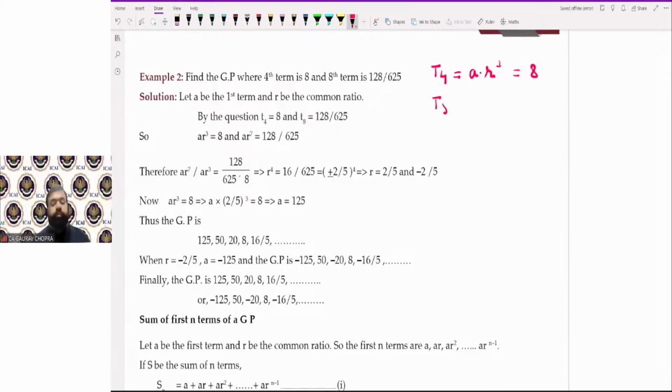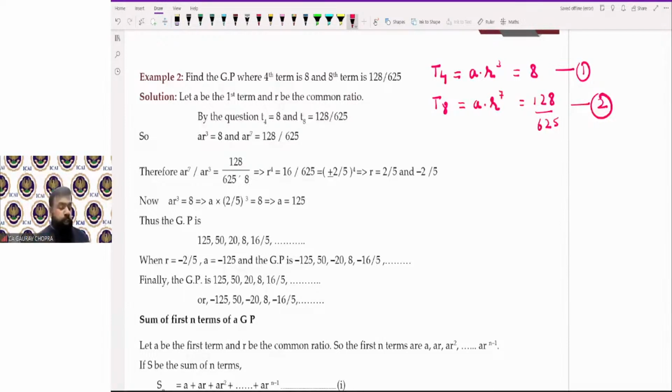Then T8 is also given. So A into R to the power of 7, and it is equal to 128 upon 625. So these are the two equations, equation number 1 and equation number 2. Now, we have to simplify and find the value of R.